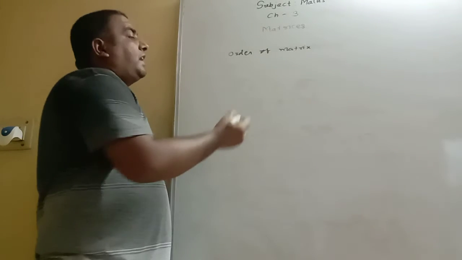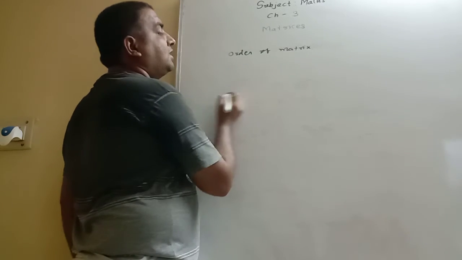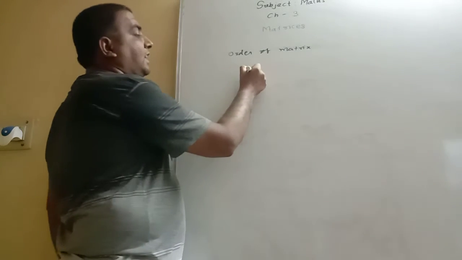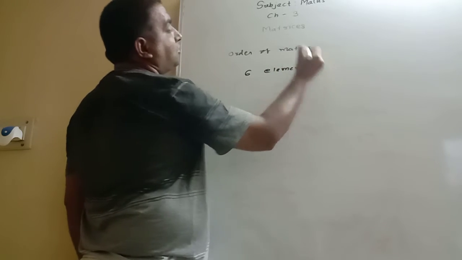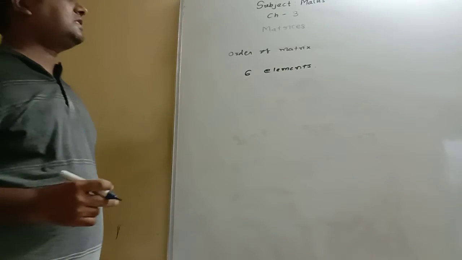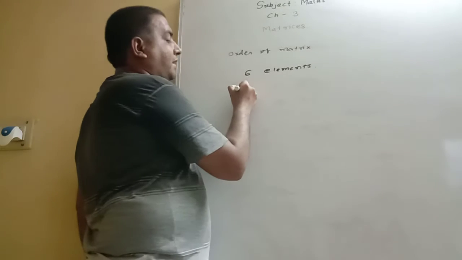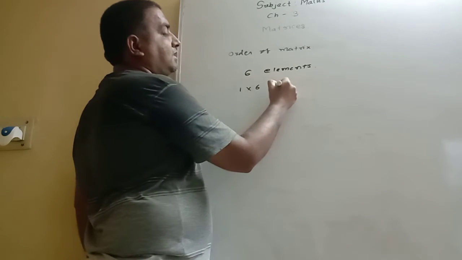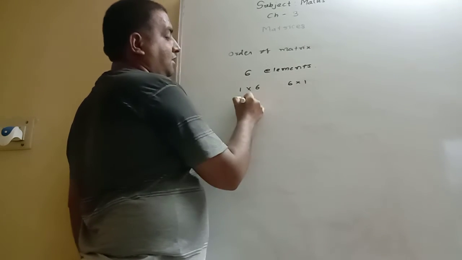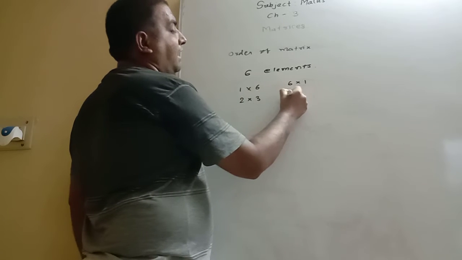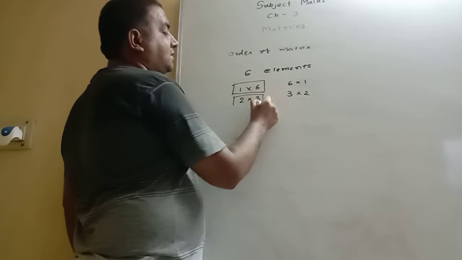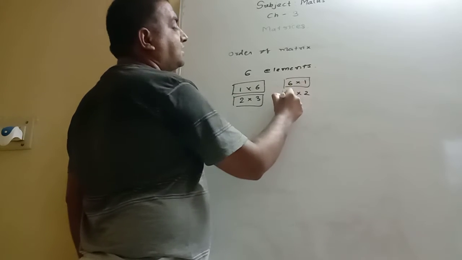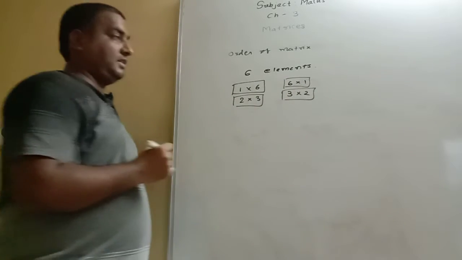Now, suppose somebody asks how many matrices containing 6 elements can be written. In such a matrix, 6 elements are there. The possible factors of 6 are 1 by 6, 6 by 1, 2 by 3, and 3 by 2. So we can write 4 matrices which contain 6 elements.